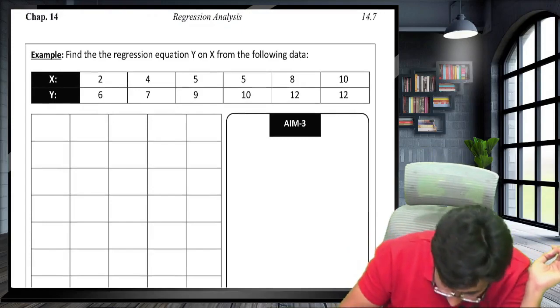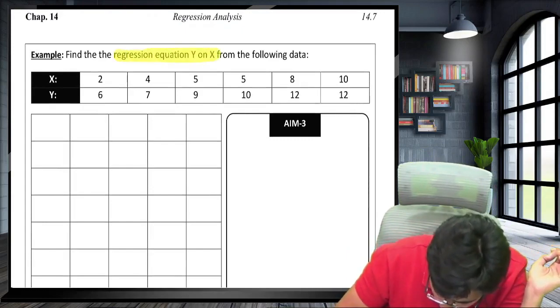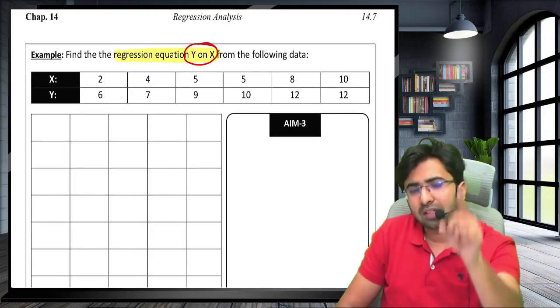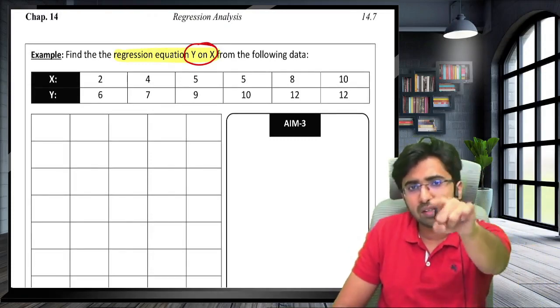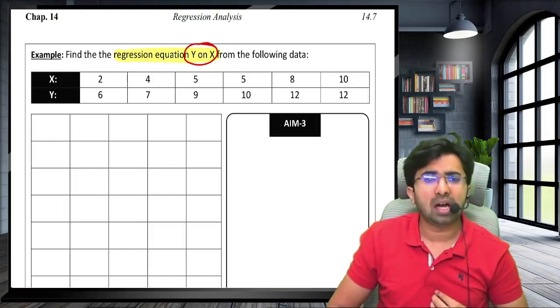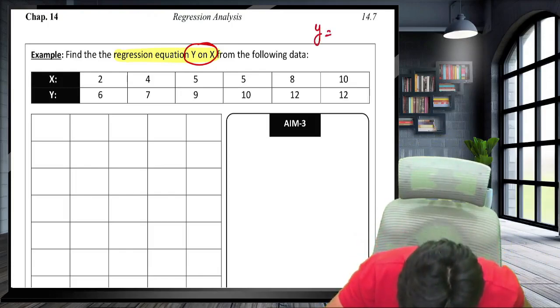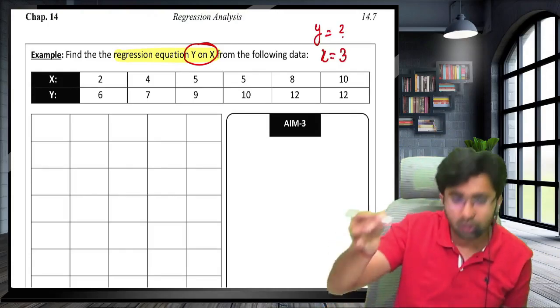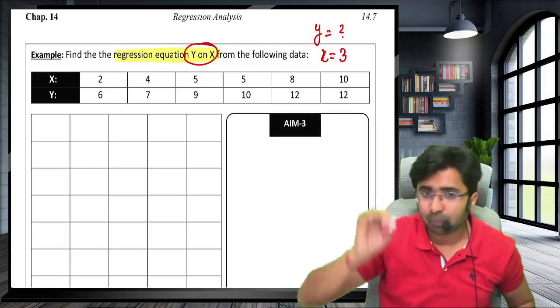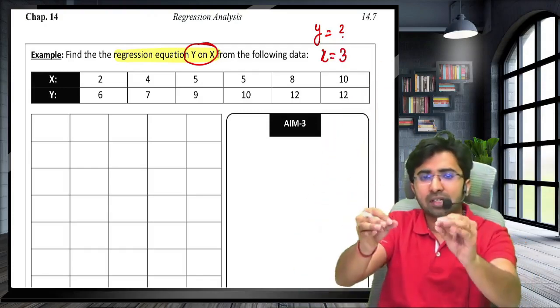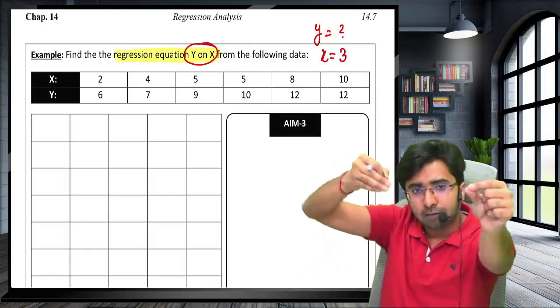Guys, find the regression equation y on x. Can I say they are asking the aim number 2? They are asking the regression equation. But I am extending this question: calculate y when x is equal to 3. I am giving you one more aim. Find y when x is 3. Estimate the value of y when x is 3.